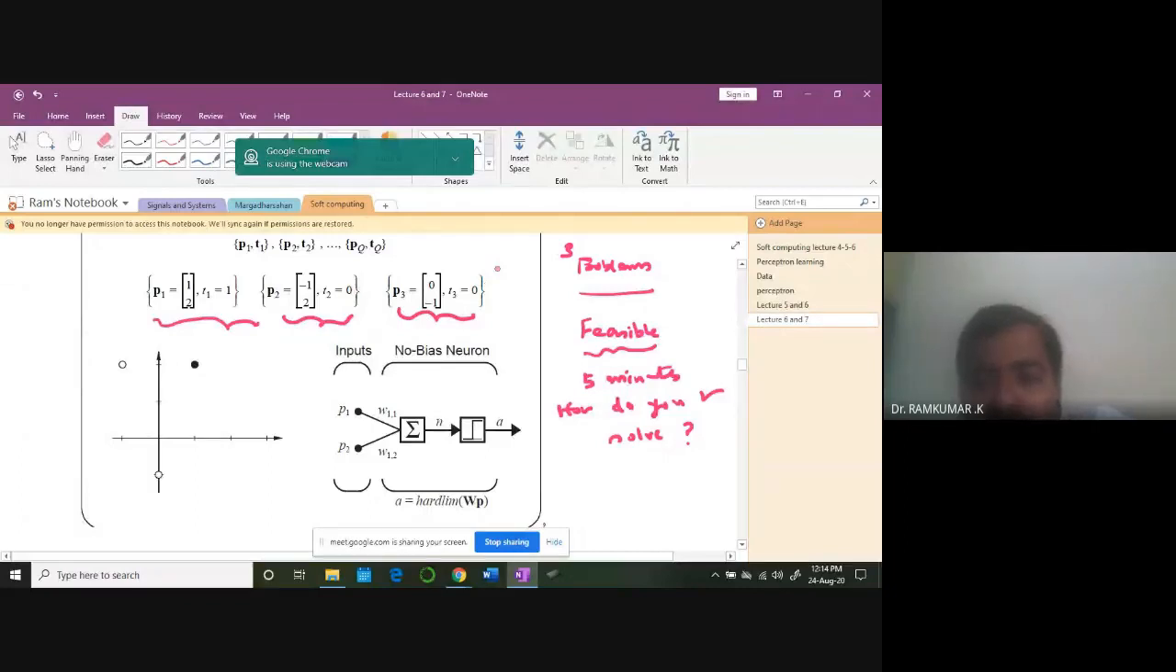Any quick idea? What do you do? How to solve this? How do you find out the weights and biases for this case, for this problem? Quick idea. Anything that comes to your mind? Yeah.